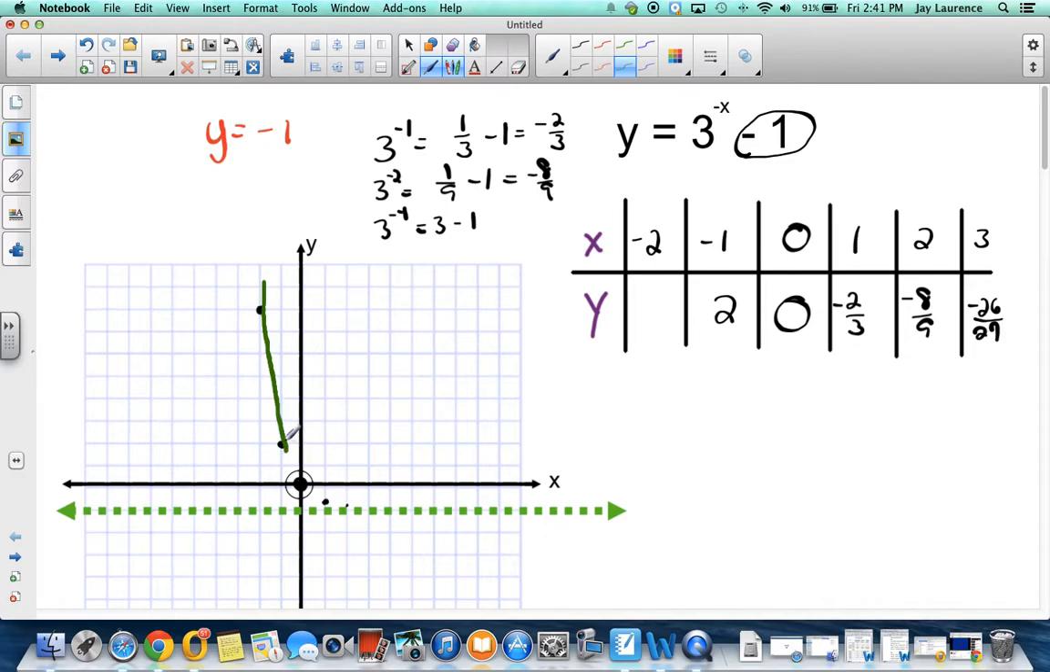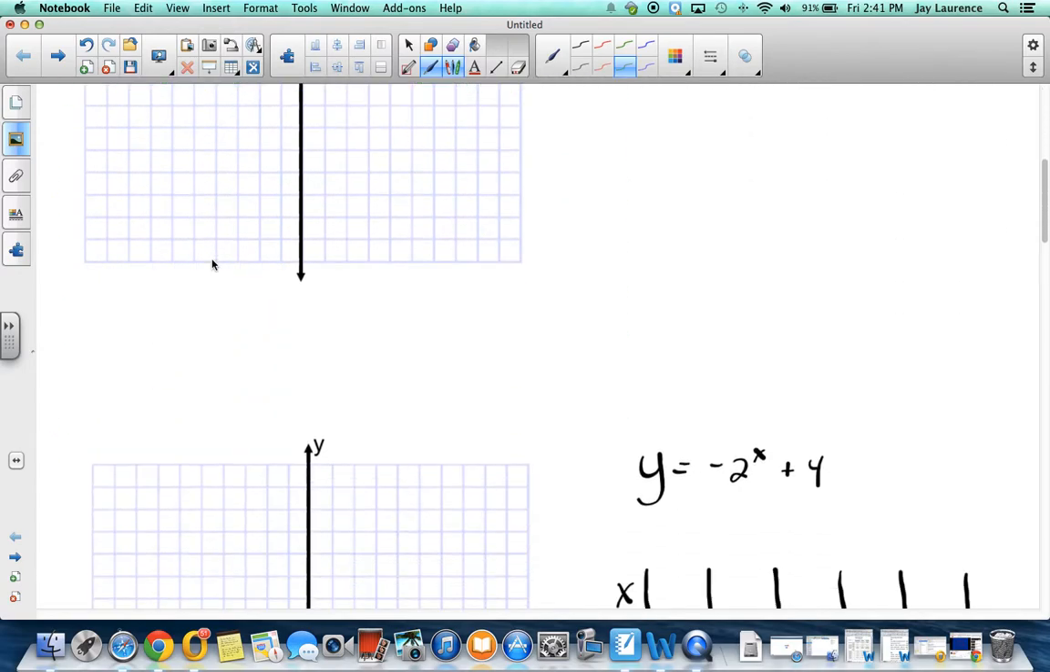Right? Remember that the negative on the exponent causes a reflection across the y-axis. Okay? It'll never touch that asymptote. It'll get very, very close to it, but never quite get there. All right, very good. So let's go down to this one here.